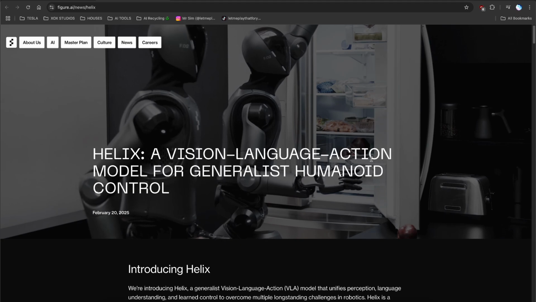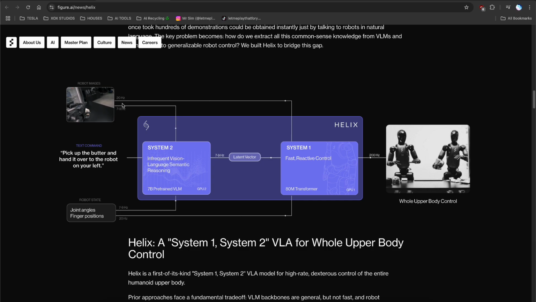Helix, a vision language action model for generalist humanoid control. This is cool. This is the architecture. So this is the camera input. And they have a slow acting system two and a fast acting system one. System two is for planning. It takes in the image at 7 to 9 hertz, and it also takes in the robot state, joint angles, and finger position. And importantly, it takes in the command: pick up the butter and hand it over to the robot on your left.